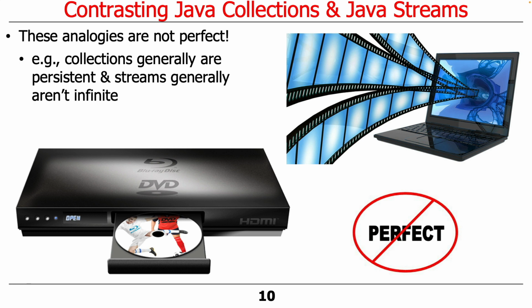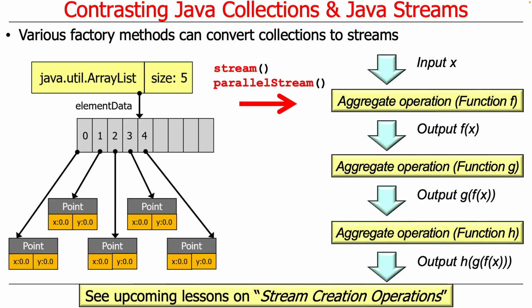Now, these analogies are not perfect. Collections generally are not persistent, and streams are generally not infinite, but it kind of gives you a way of thinking about the difference. One's about flows of data that could be processed and transformed in some way or filtered. The other is about collections of things that can be read and written to in various ways.